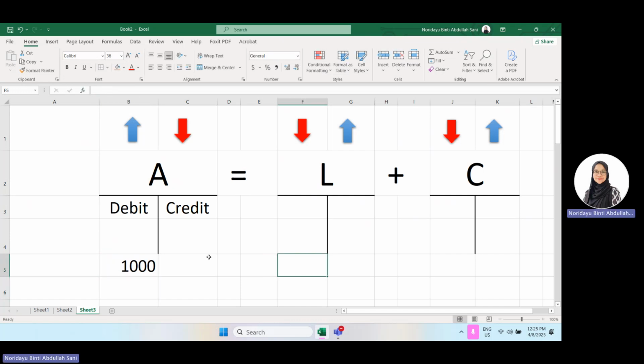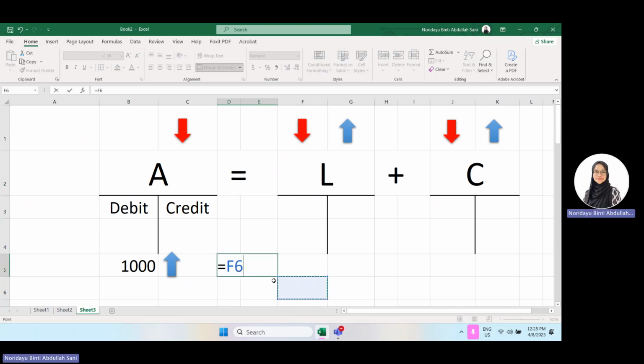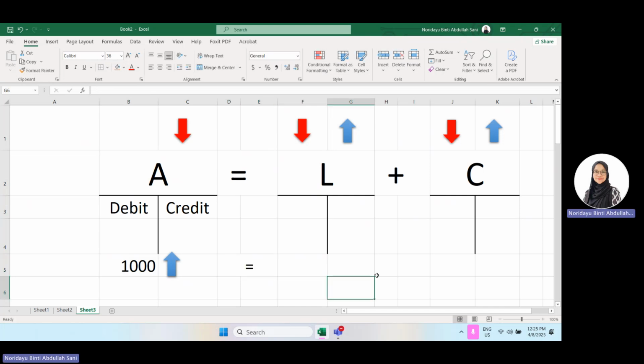So I have the 1,000 increase in my asset. And now the concept: asset is equal to liability or capital. For the accounting equation, I don't have any L here because I don't have liability. So my liability, technically, is 0.